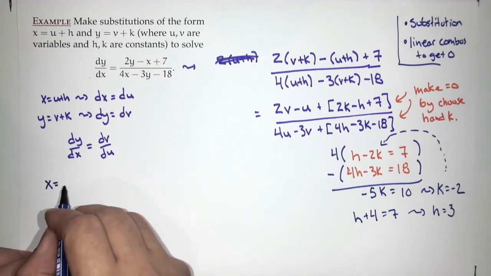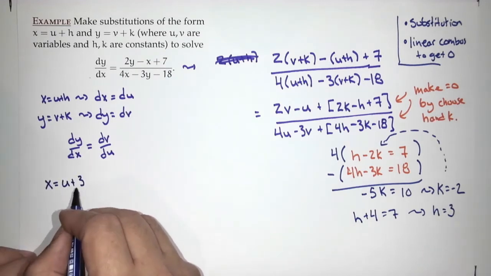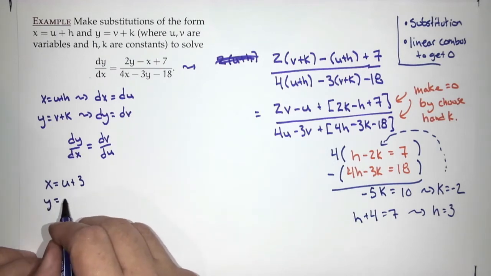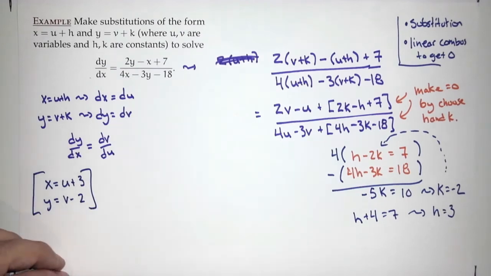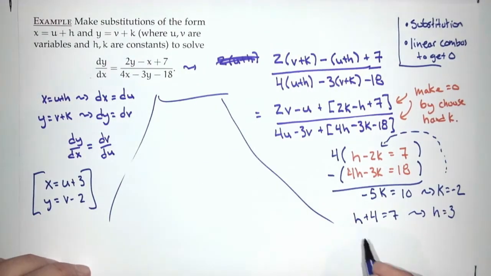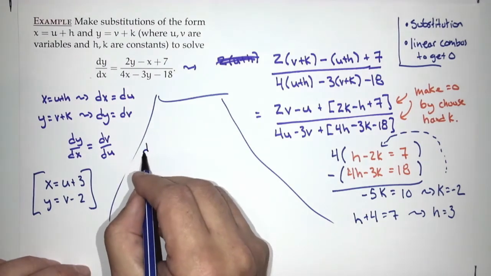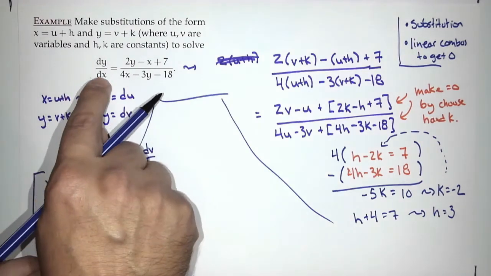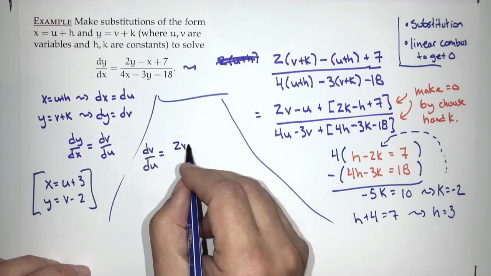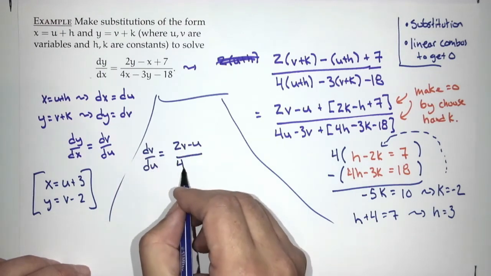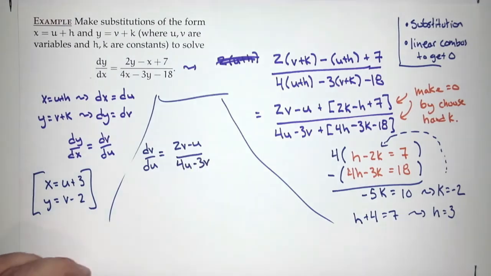So we say, aha, we make a little note. Our real substitution was u plus 3 and v minus 2. So that's our real substitution that we make. And after we've done that, lo and behold, what we get is that dv du, that's what the dy dx becomes, is equal to 2v minus u over 4u minus 3v. We've simplified it out. We don't have those plus constants anymore.